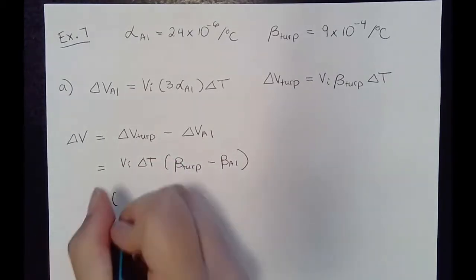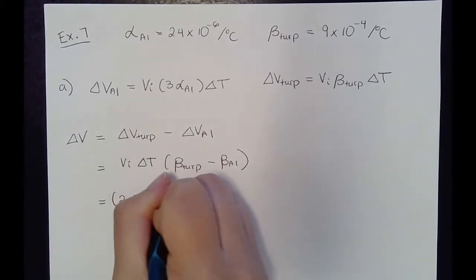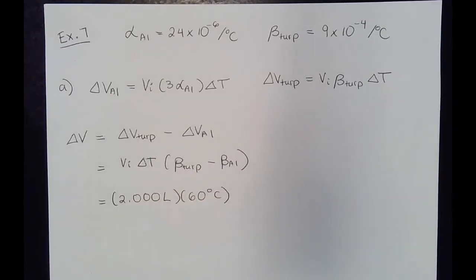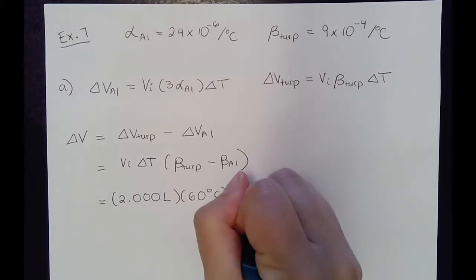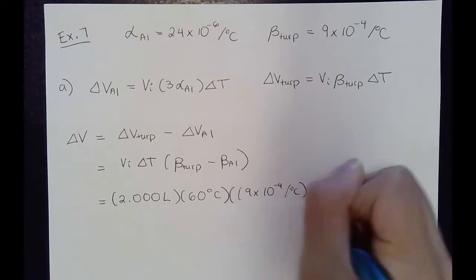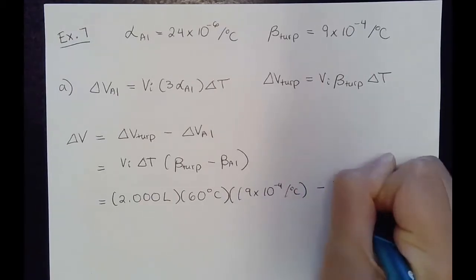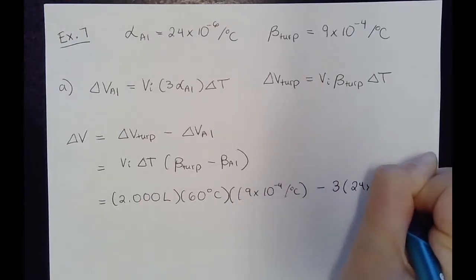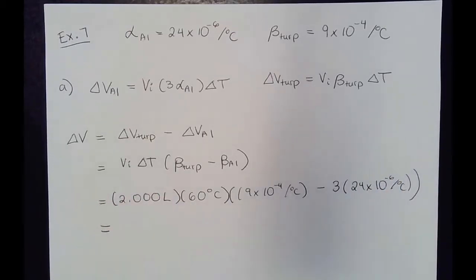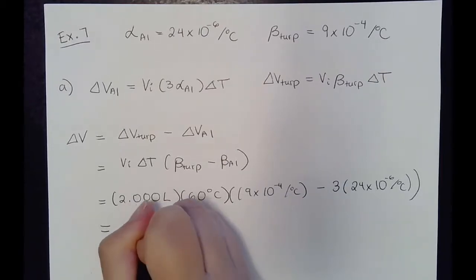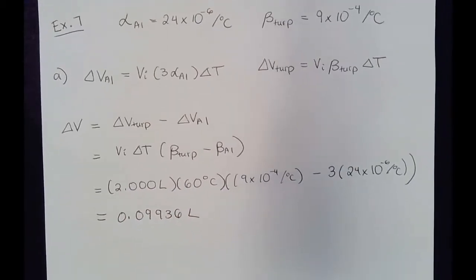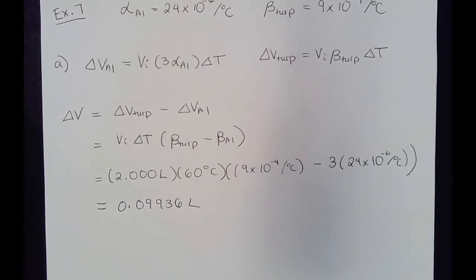So our initial volume is 2 liters. And there's an increase from 20 degrees to 80 degrees, so 60 degrees. And then we'll have 9 times 10 to the negative 4 minus 3 times 24 times 10 to the negative 6, which is 0.09936 liters. So that's how much of this liquid will overflow.